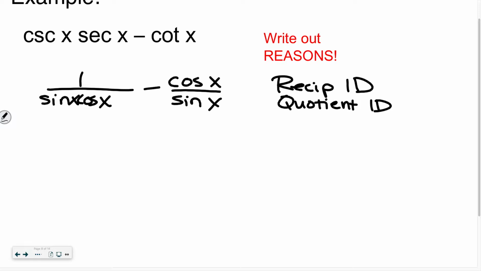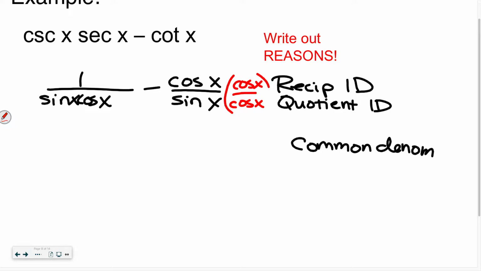So now, what might you try? Yes, sir. Multiply cosine of x on the cotangent on the numerator to have like denominators. Okay, so what you're seeing now is subtraction, right? And in order to combine those as one, in order to subtract, you need to have common denominators. So I'm going to put that down as my reason. I'm going to get common denominators. This has a denominator of sine times cosine, and this one has only sine. So it needs cosine. So I'm going to multiply it by cosine over cosine.